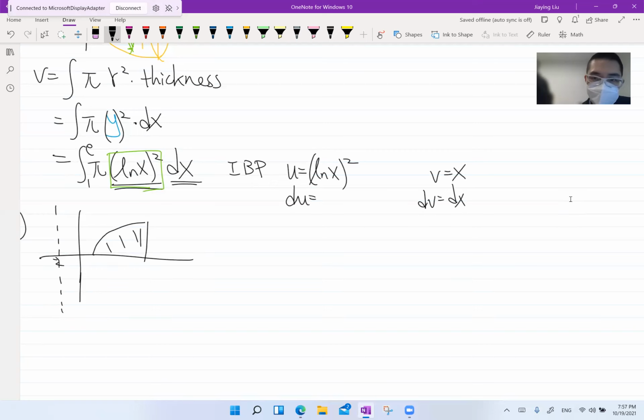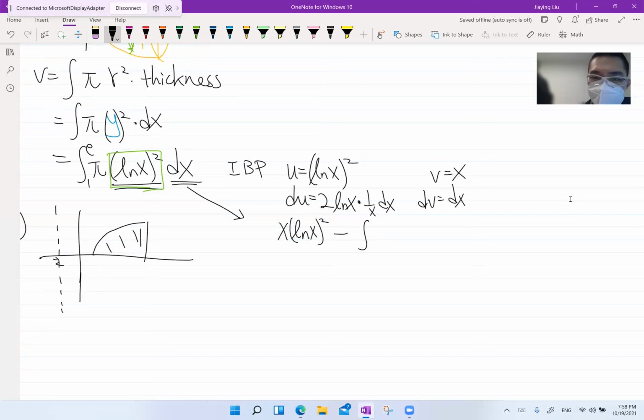Maybe this is where I'm going to get into trouble. Perhaps not. So du will be, using the chain rule, 2 natural log of x times the derivative of natural log, which is 1 over x, dx. Right? And then from there, the integral will give me u times v. So that's x natural log of x squared. That's all good. Minus the integral of v du.